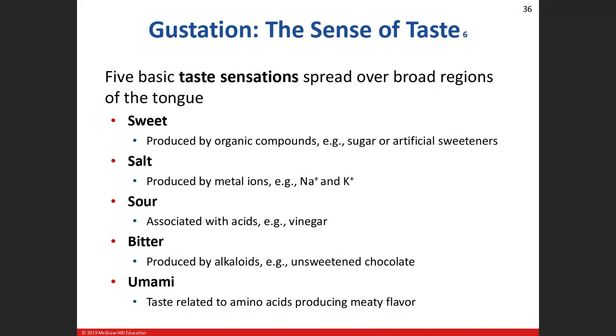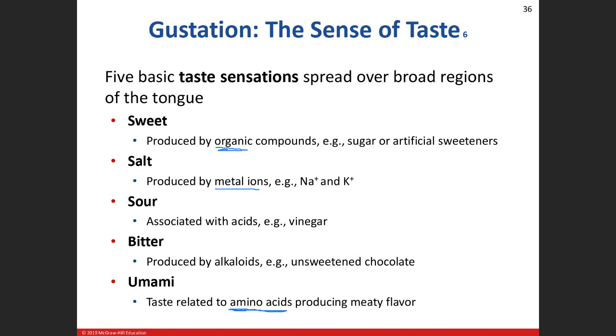All right, so we have 5 basic taste sensations. When I was growing up, we only learned the first 4 here: sweet, salty, sour, and bitter. The 5th one here is umami, and umami has to do with a meaty flavor derived from amino acids. Sweet is going to come, you should know this, from organic compounds. Salt comes from metallic ions, and I tell folks, if you ever cut yourself and you lick your wound, it's got a metallic-like taste.